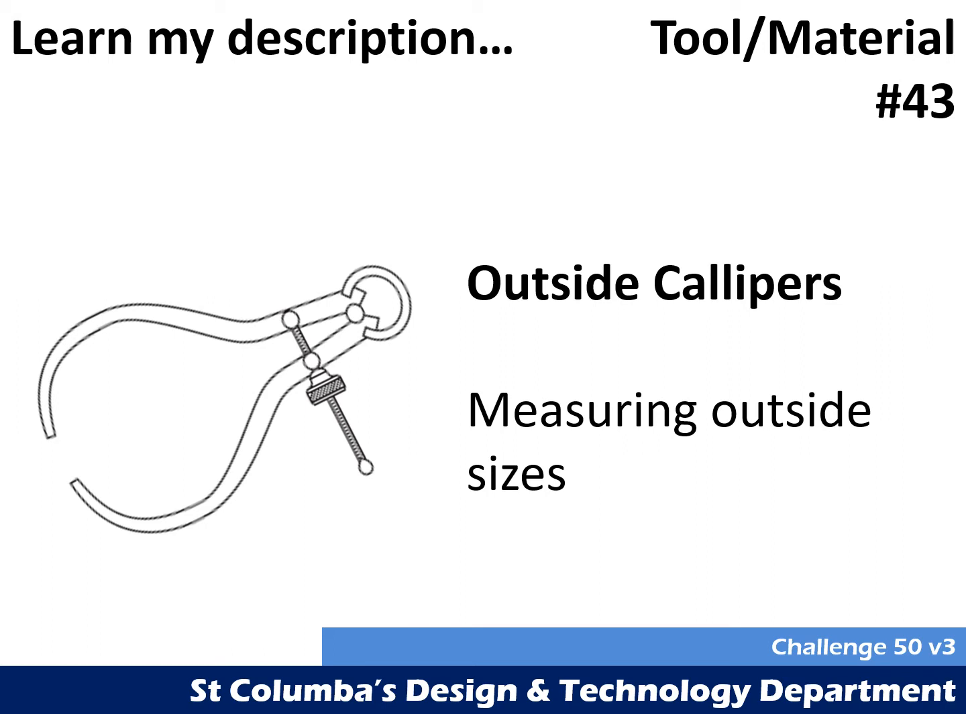This is commonly going to be measuring a diameter, particularly when we are turning a piece on the wood turning lathe. So the distance between the legs of the outside calipers would be set around the piece we wanted to measure, and then we would take the tool away and measure that distance with our steel rule. So tool number 43 are the outside calipers, and the outside calipers are used for measuring outside sizes.